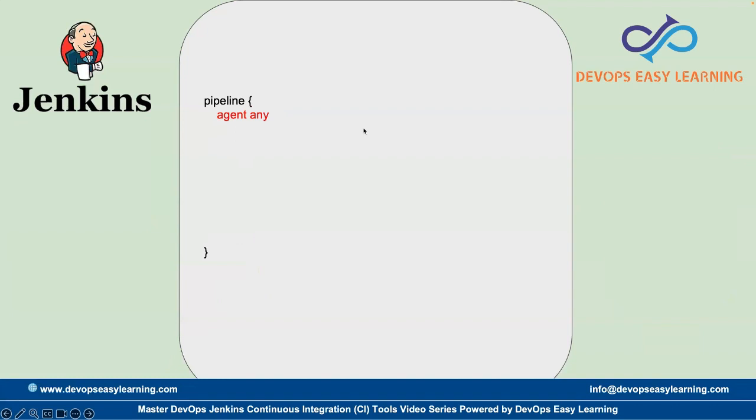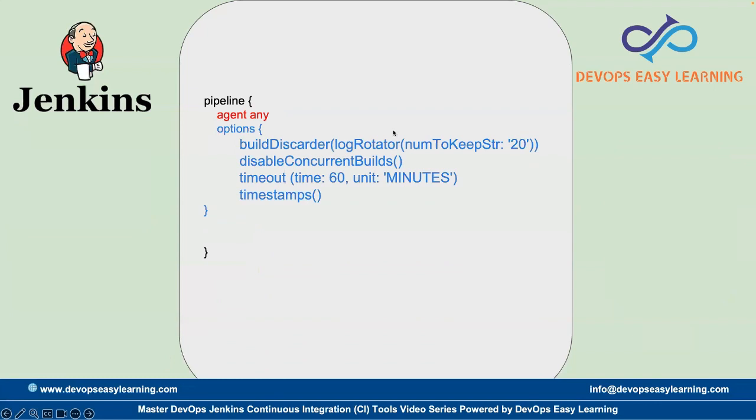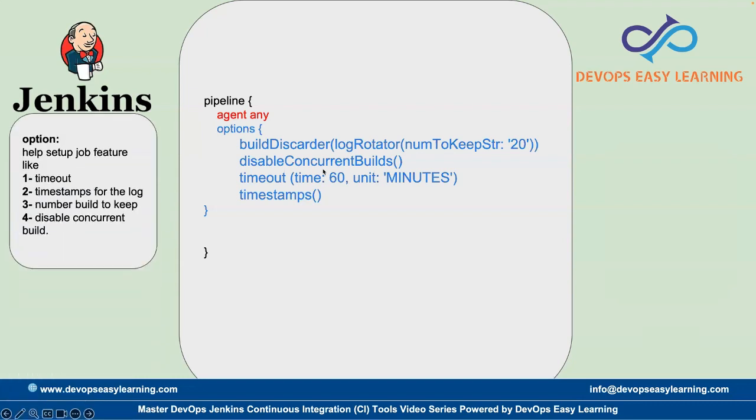Next thing that we are going to talk about is something called options in Jenkins. So we can add options. Options will be, for example, stuff like build discarder, disable concurrent builds, timeout, timestamp, and there are multiple types of options. That's just a definition of options. That's just a feature that helps Jenkins set up the job, like timeout, timestamp of the build and everything.